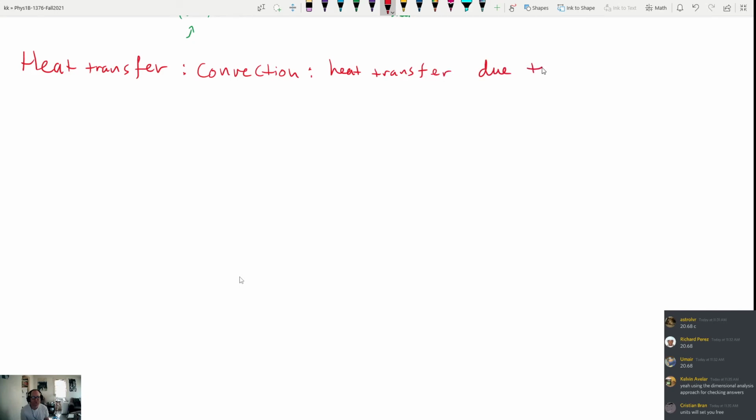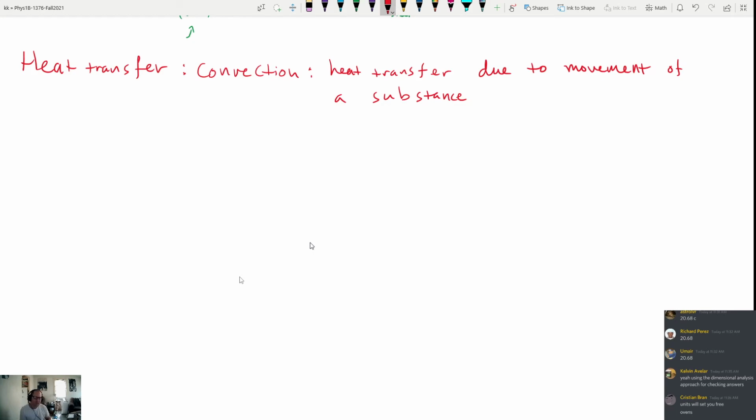due to, does anyone know the answer? What's a heat transfer due to what? Conduction is heat transfer due to contact. Convection is heat transfer due to, so there are things called convection ovens. They work off of this principle, but what is the convection? It's the heat transfer due to the movement of a substance, so of matter, the movement of matter. And convection ovens are one example of this.